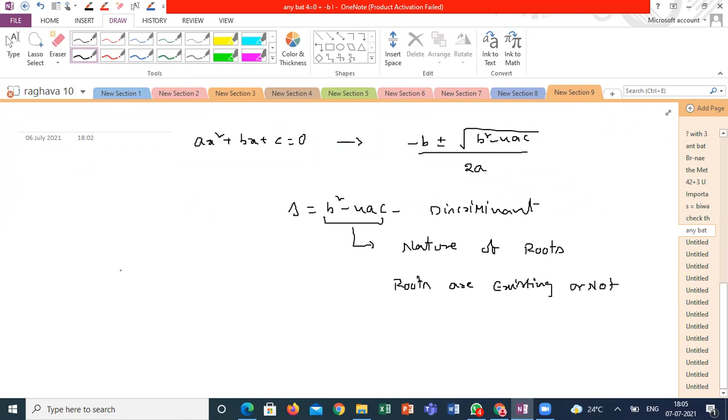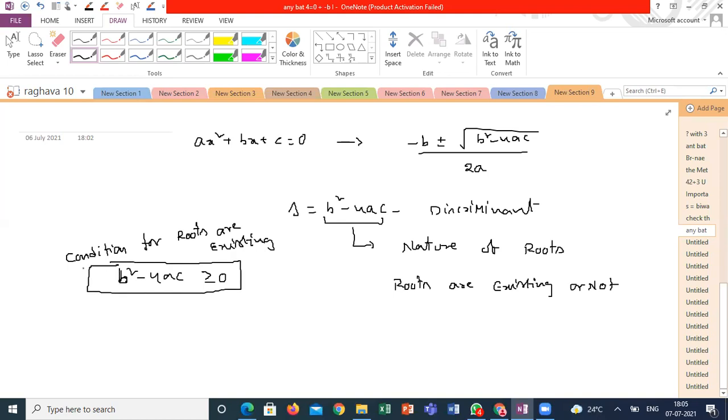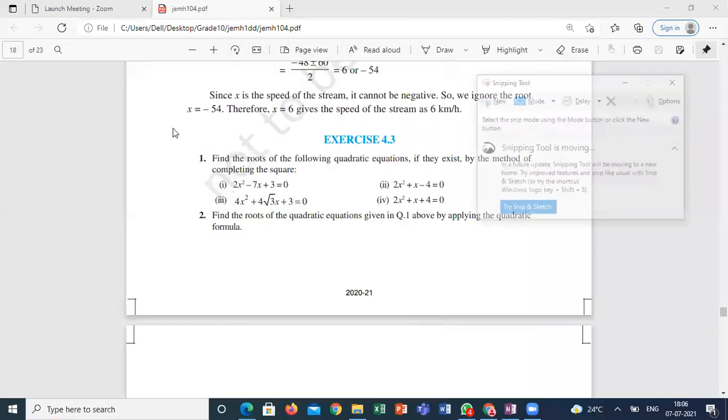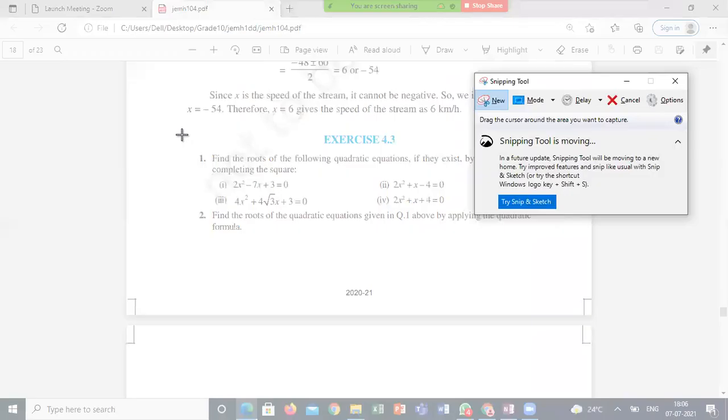When the roots exist, b square minus 4ac must be greater than or equal to 0. Am I right, guys? This is the condition for the roots to exist. This is how we discussed it in the last class. We did some numericals and we are coming back to the textbook numericals. What is the first numerical? Anyone can read out what it is asking? Exercise 4.3.